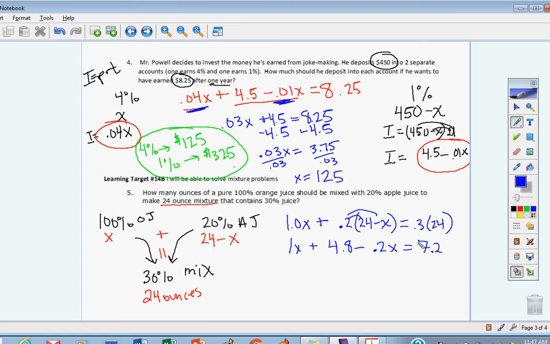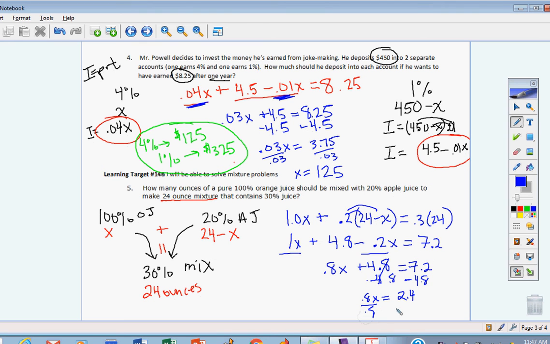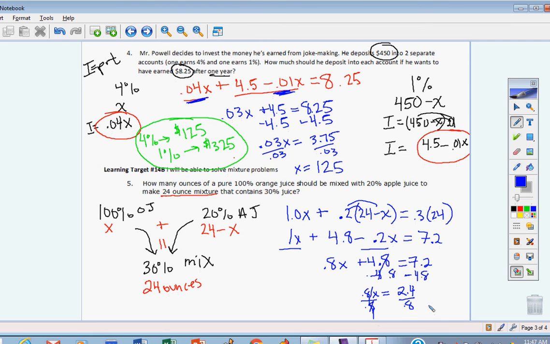So that's my first distribution, now here I go and solve. So 1 minus 0.2 is going to give me a positive 0.8x. Combine those like terms and I get 0.8x plus 4.8 equals 7.2. And then I'm just solving. Just be careful not to make small mistakes when you're solving. 0.8x equals 2.4. And then when you get out that calculator and divide both sides by 0.8, you're going to get an x value that comes out to 3.